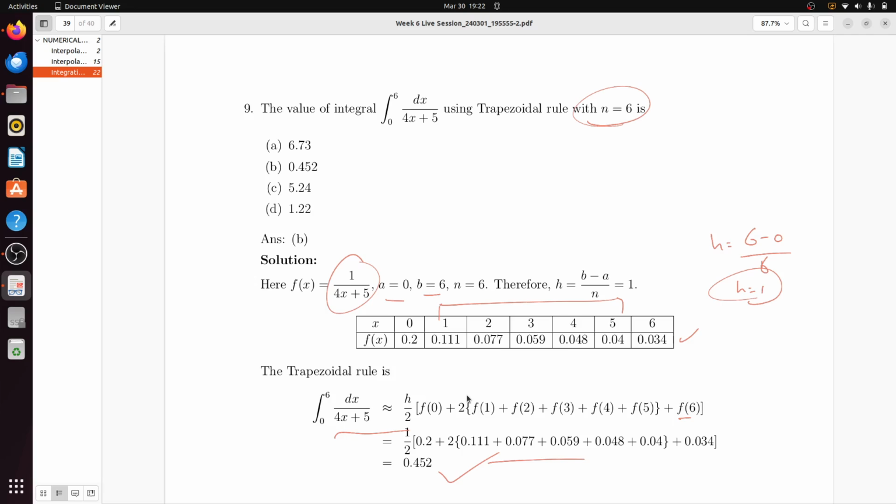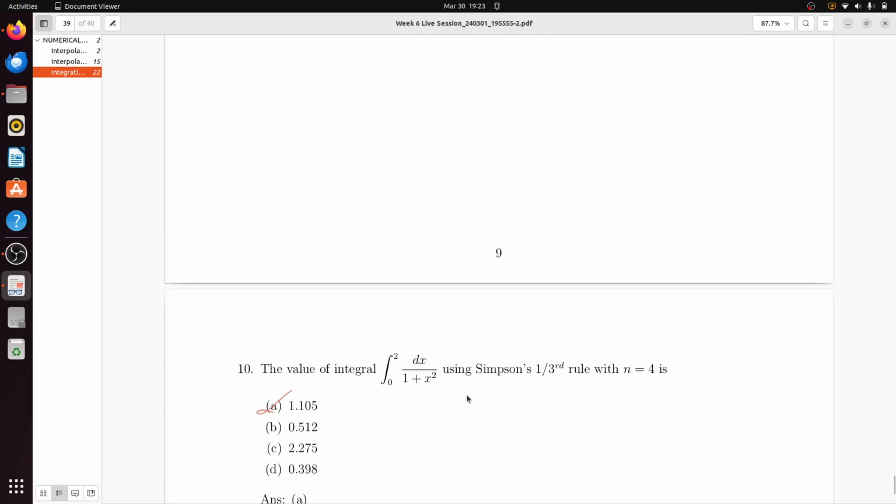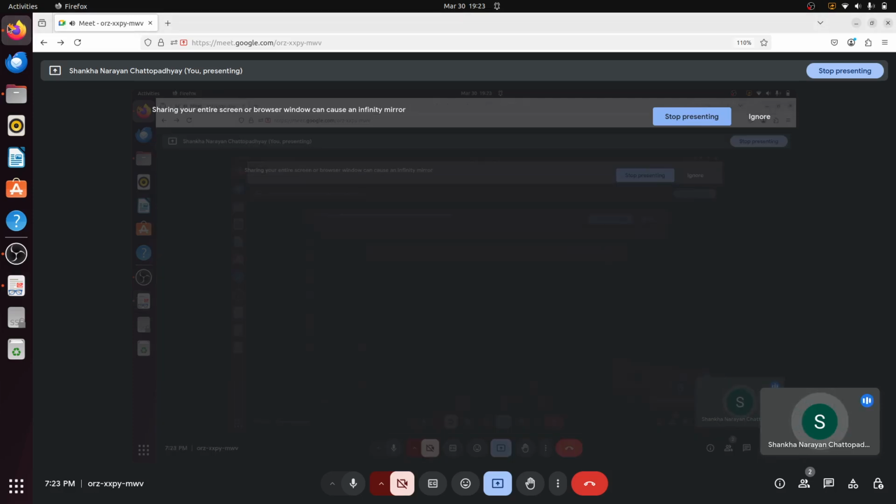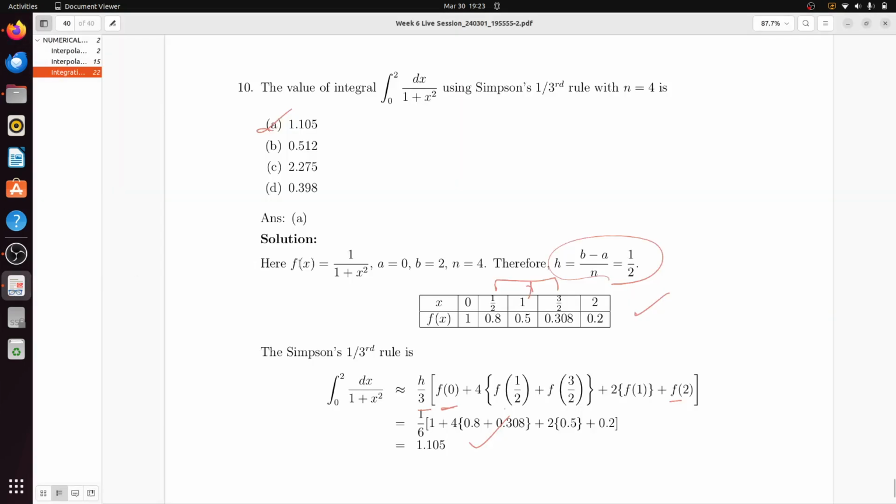Okay, so today's last problem. The value of integration 0 to 2 dx by 1 plus x square using Simpson's one-third rule with n equal to 4 is a equal to 1.105, b equal to 0.512, c equal to 2.275 and d equal to 0.398. So f(x) is 1 by 1 plus x square, a equal to 0, b equal to 2, n equal to 4. That means you will break it up into 0, half, 1, 3 by 2 and 2.